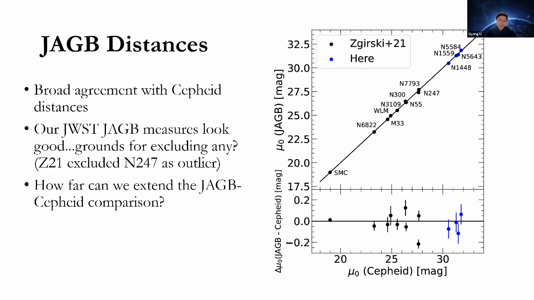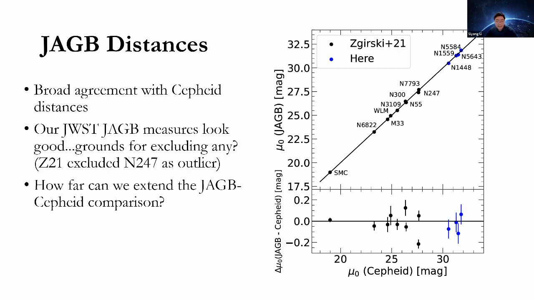And so now I wanted to start wrapping up and talk about some future directions. To lead into this, we do find broad agreement again with the Cepheid distances. When we plot here on the right-hand side are the JAGB distances from our program in blue, plotted against the Cepheid distances on the x-axis. They also include the Cepheid versus JAGB comparison from the Zgirski paper. And we do see that for the blue points, they're pretty consistent with the Cepheid variables.